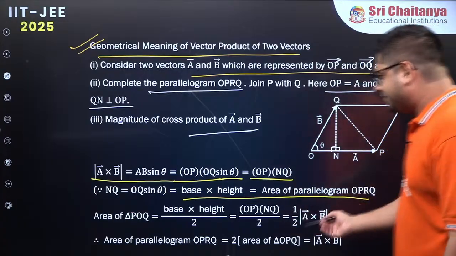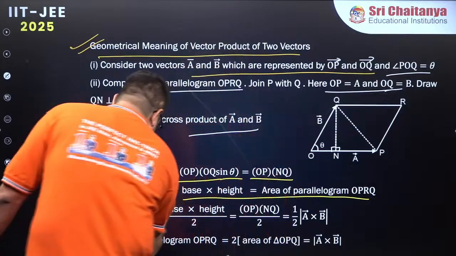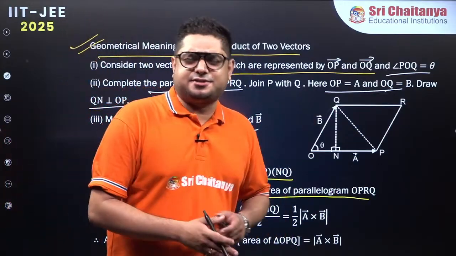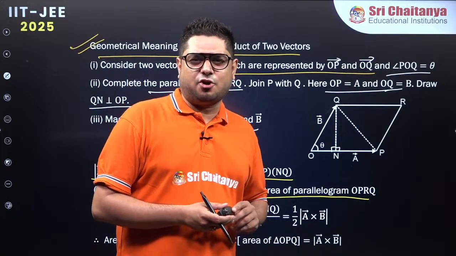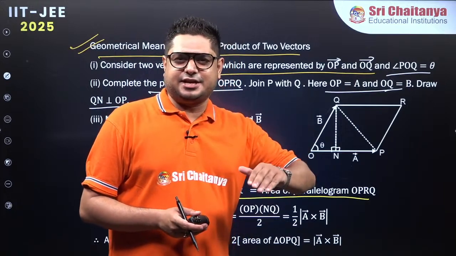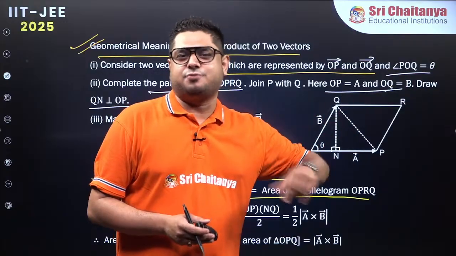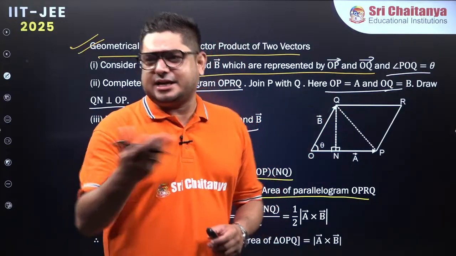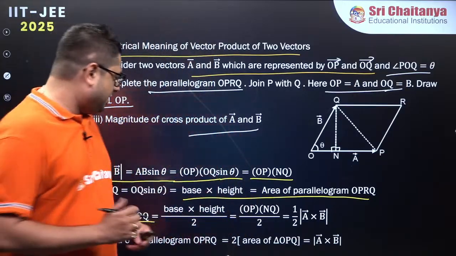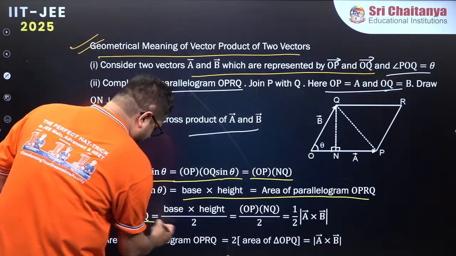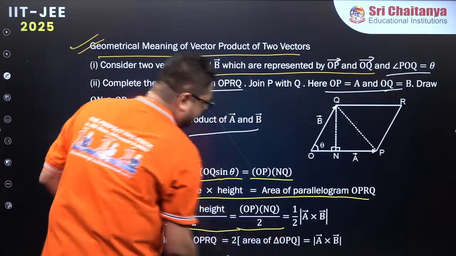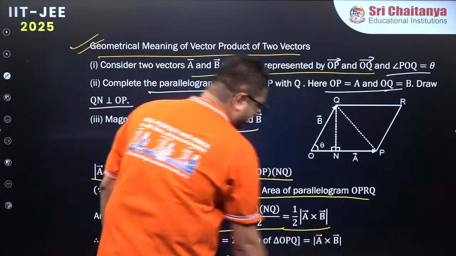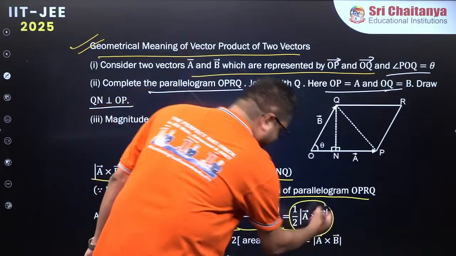Now the next thing is finding out the area of triangle POQ. You know what the area of a triangle is. We have already discussed this previously, if you can recall, in graphical representation, area under curve, I have used this a couple of times. The area of a triangle is half into base into height. So that's what I'm doing here as well: base into height by 2. So OP into NQ, OP is the base and NQ is the height, isn't it? That is half into the magnitude of A cross B. So this is the expression which you have to recall.